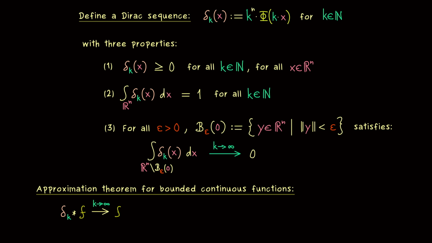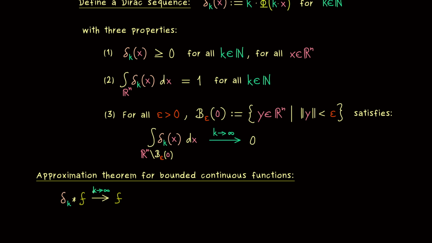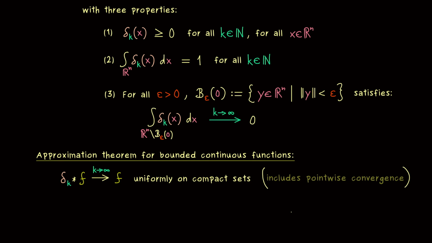So we get a nice approximation for continuous functions. If you want to know more about this approximation theorem, you can check out the video I have about it. In fact, we don't need the full power of it, because we know that the pointwise convergence is included in the uniform convergence. And this is the only thing we need here.